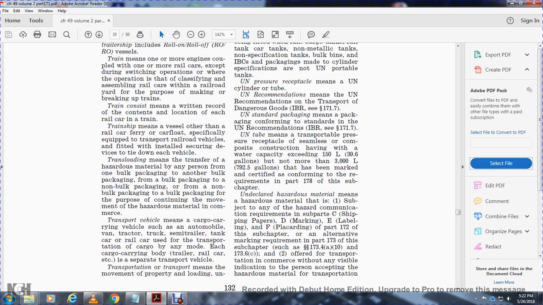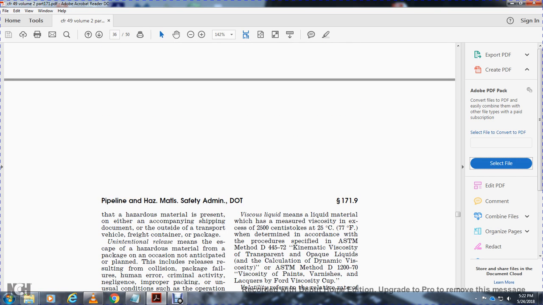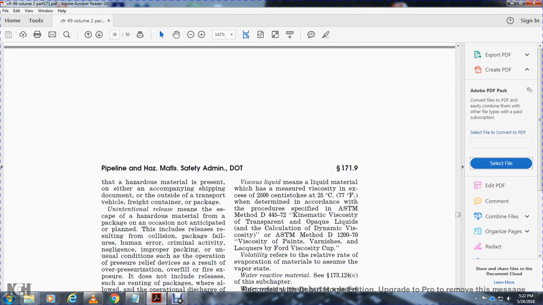Undeclared hazardous material means a hazardous material that is subject to the hazardous material communication requirements of subpart 2, with the shipping paper, the marking, the labeling, and the placarding of part 172 of this subchapter, or an alternate marking with the requirements of part 173 of this subchapter, 173.6, 173.4a, offered for transportation without any visible indication of the presence of the hazardous material, either accompanied by the shipping document or outside of the transportation vehicle, freight container, or package.